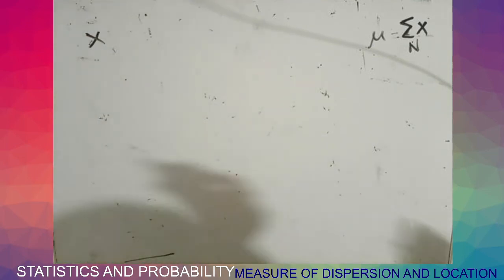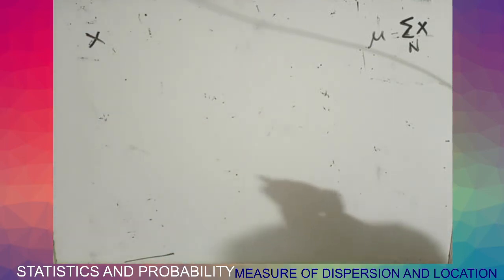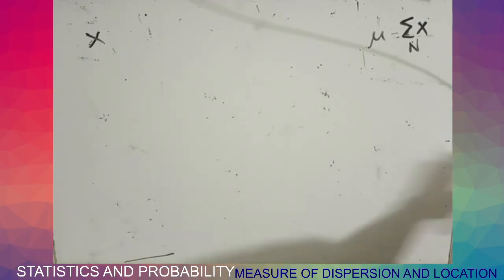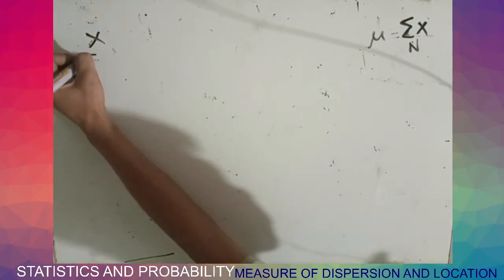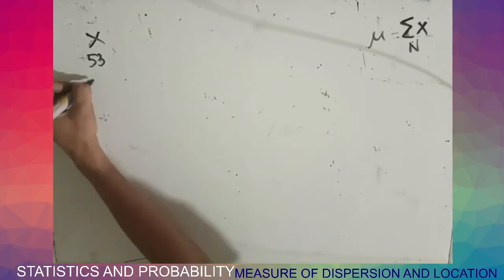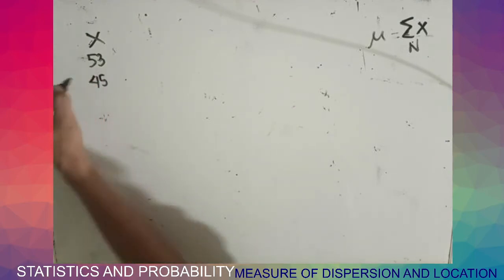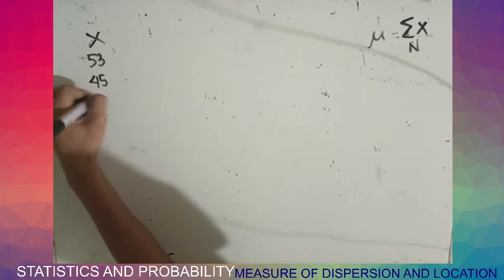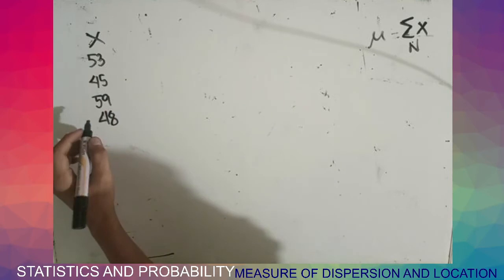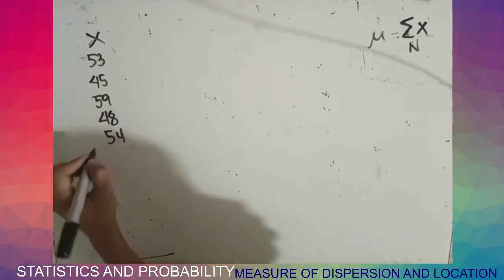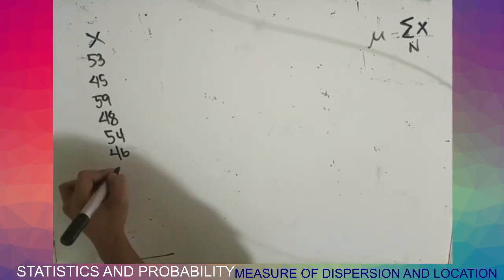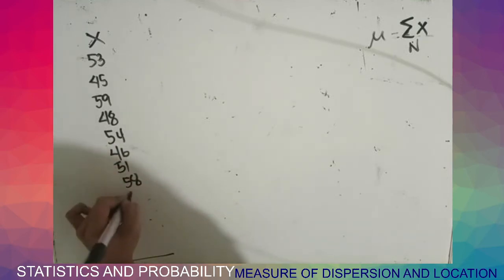Okay, as usual, x ulit. Then, sulat lang natin yung kanyang mga value ng x. So, okay? Yung una is 53. Sunod ay 45, 59, 48, 54, 46, 51, 58, and 55.